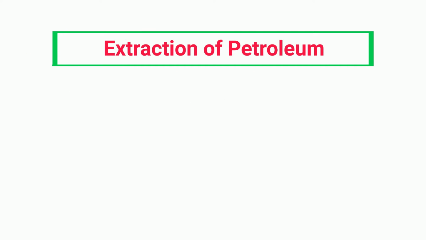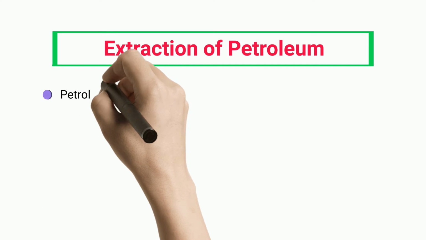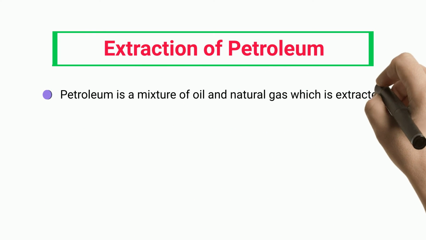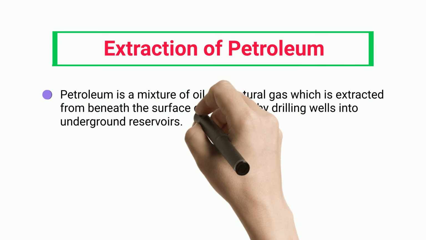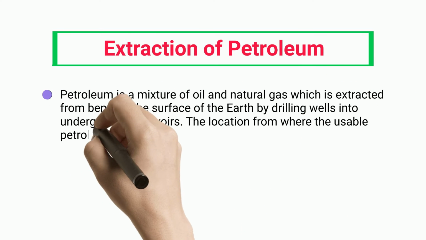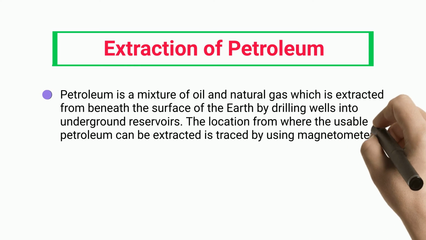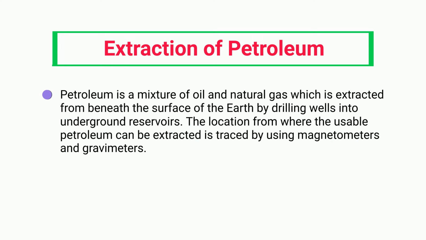Extraction of petroleum. Petroleum is a mixture of oil and natural gas which is extracted from beneath the surface of the earth by drilling wells into underground reservoirs. The location from where the usable petroleum can be extracted is traced by using magnetometers and gravimeters.